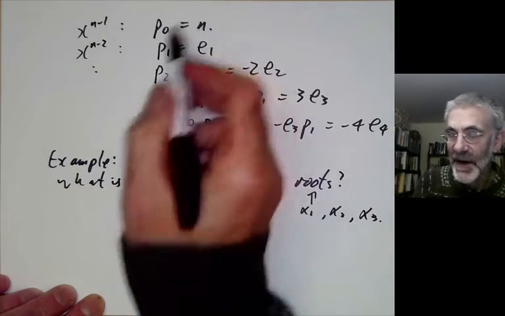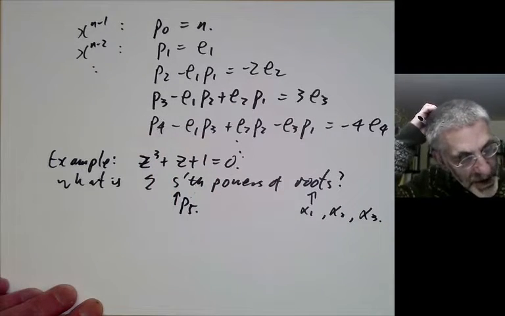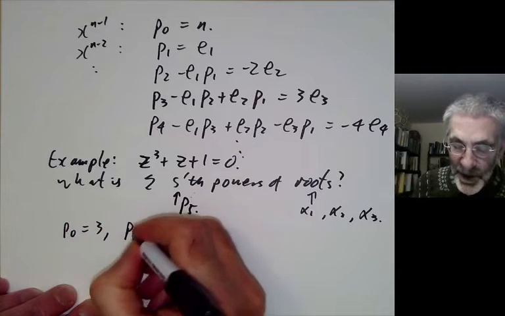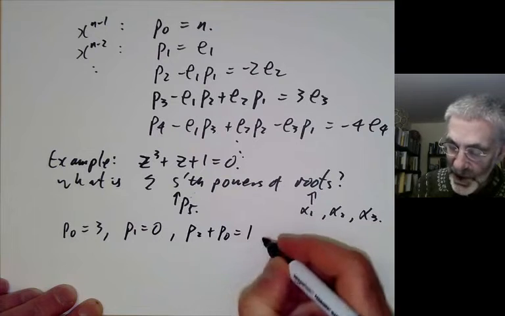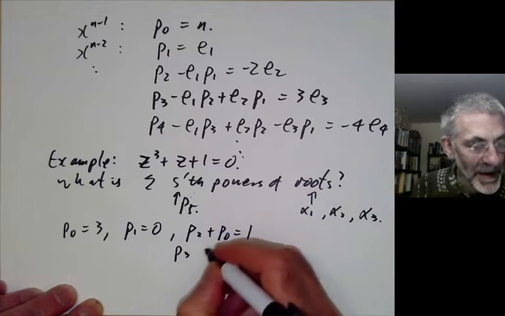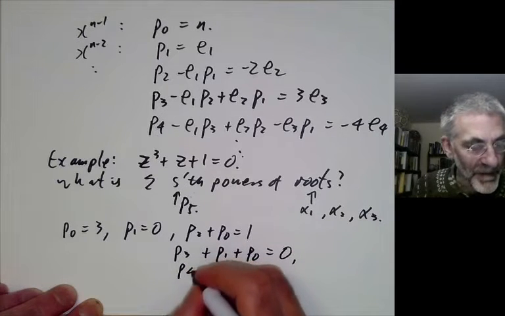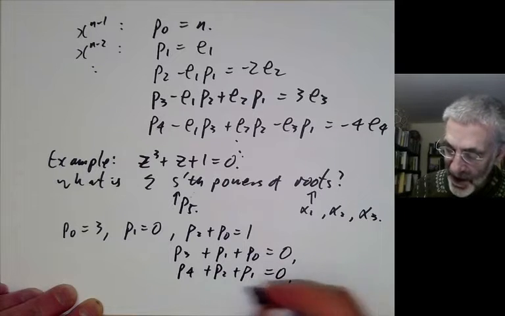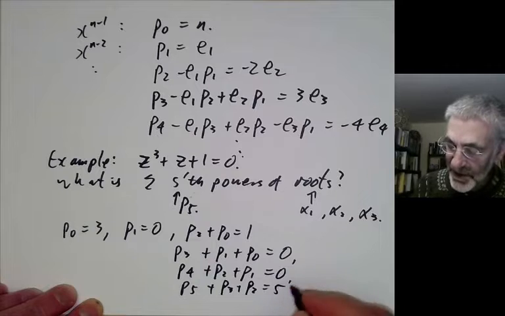And we just work them out using these relations here because we know e1 and e2, and we find p0 equals 3, p1 equals 0, p2 plus p0 equals 1, so this gives us p2, and then we find p3 plus p1 plus p0 equals 0, and p4 plus p2 plus p1 is equal to 0, and p5 plus p3 plus p2 equals 0.